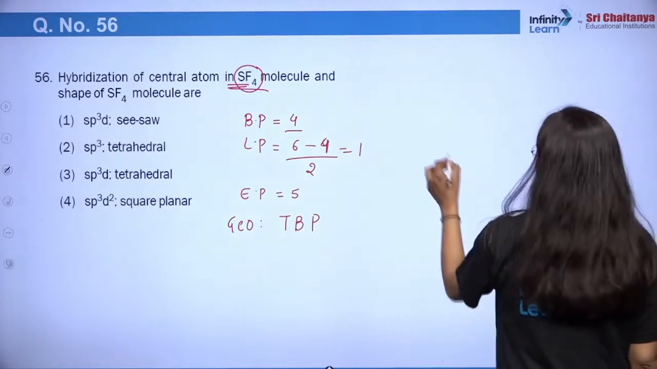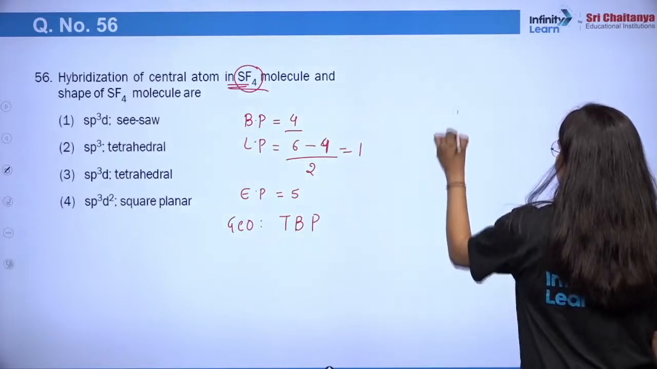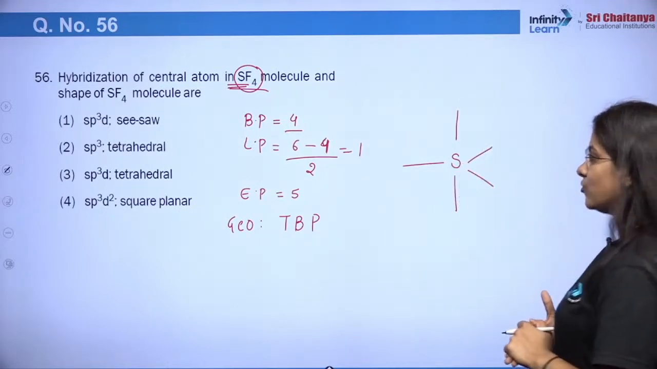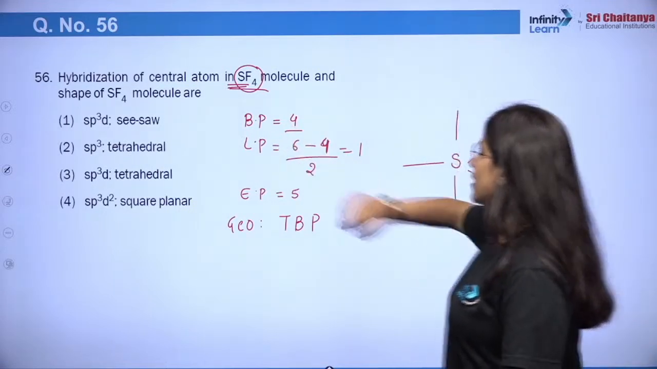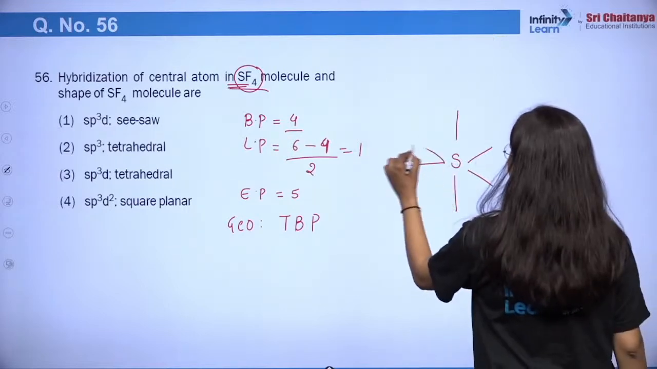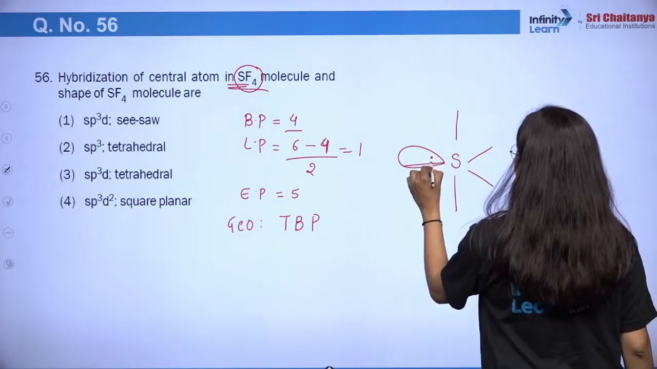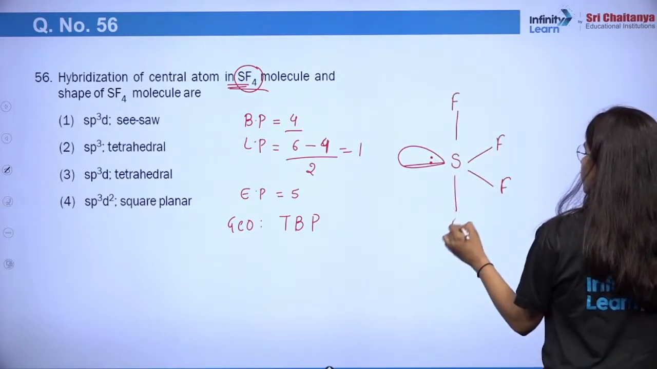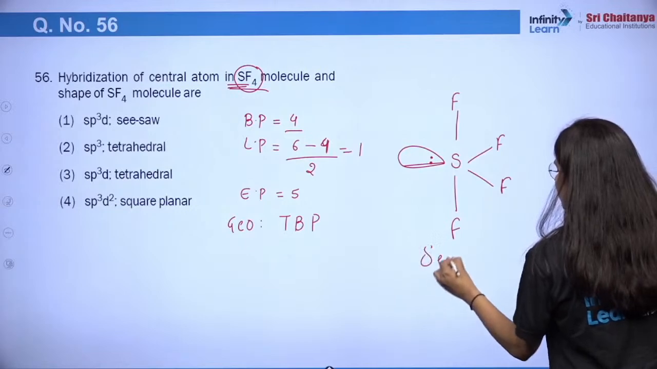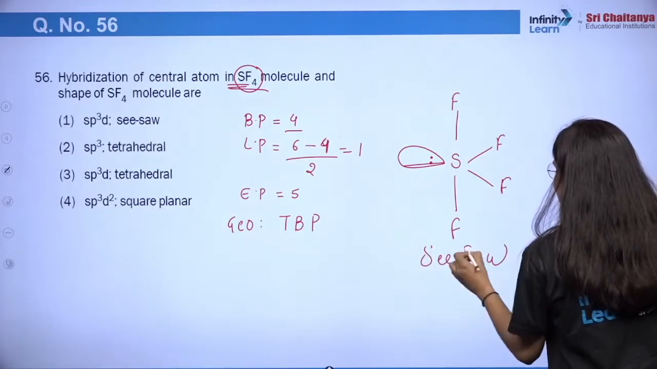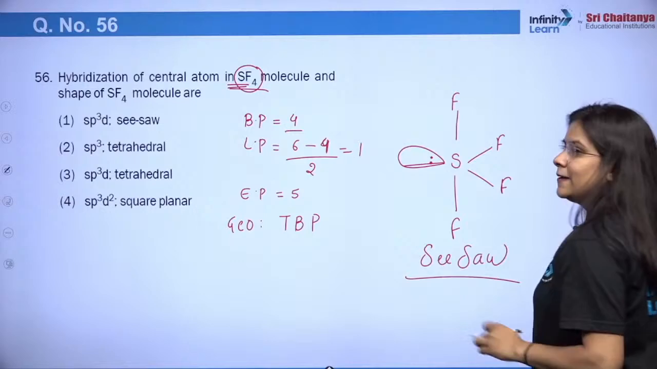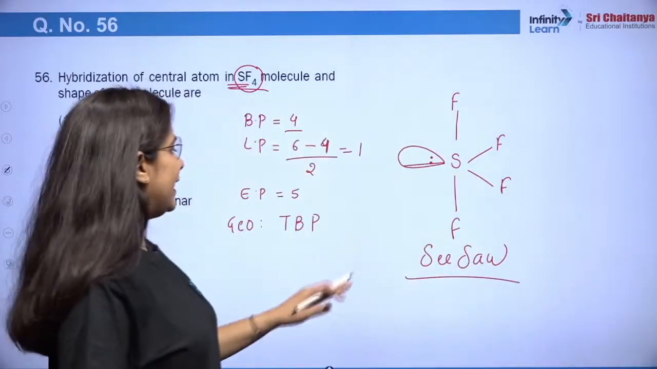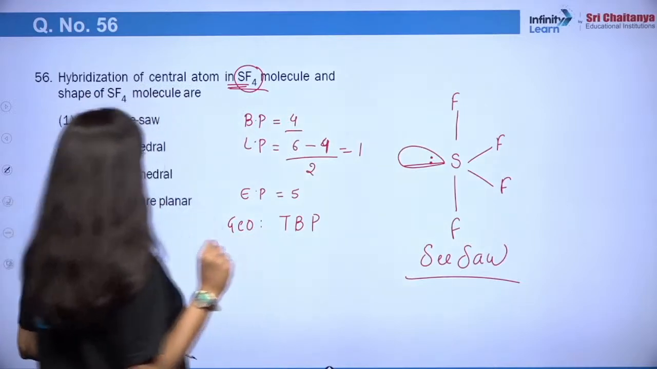Now what is trigonal bipyramidal geometry? This is the trigonal bipyramidal geometry, but when we have 1 lone pair, this lone pair will come at the equatorial position. So here we have fluorine, fluorine, fluorine and fluorine. What is the shape? This shape is seesaw, just like the seesaw which we used to enjoy in our childhood. So seesaw. Now what is the correct answer?